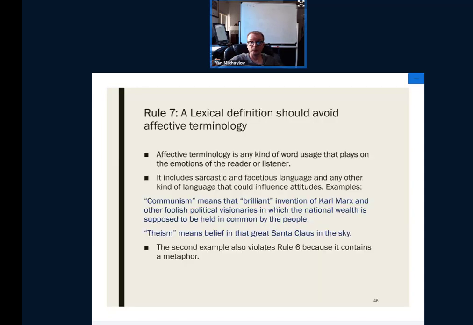You should avoid that. Lexical definition should avoid affective terminology, something like communism means that brilliant invention of Karl Marx and other foolish political visionaries in which the national wealth is supposed to be held in common by the people. Again, that would make it persuasive and not lexical. Or theism means belief in that great Santa Claus in the sky. Again, that is too affective and also violates Rule 6 because it's a metaphor. It's figurative.